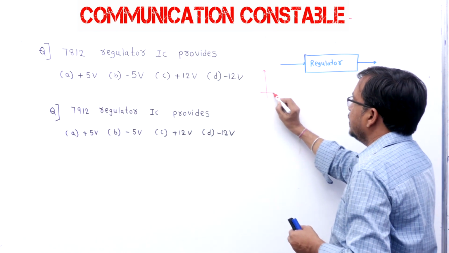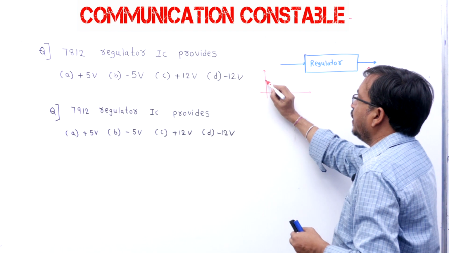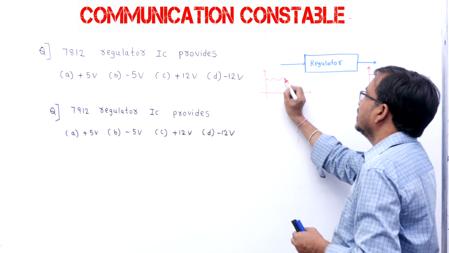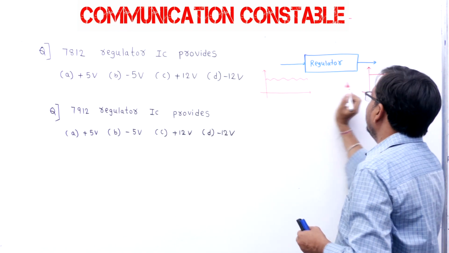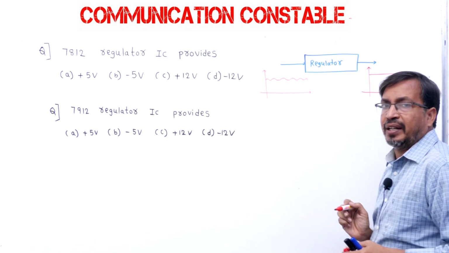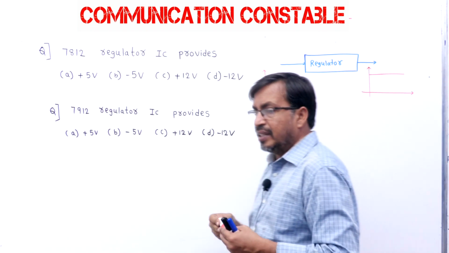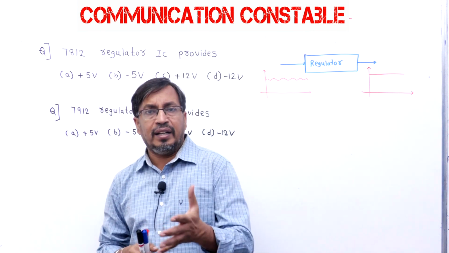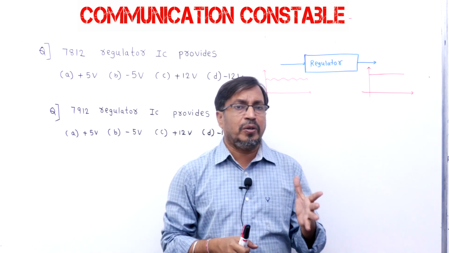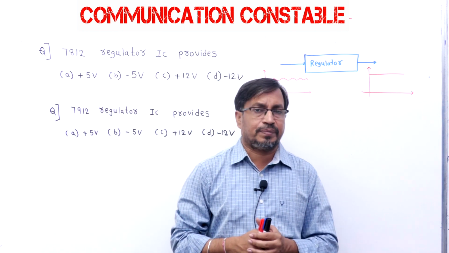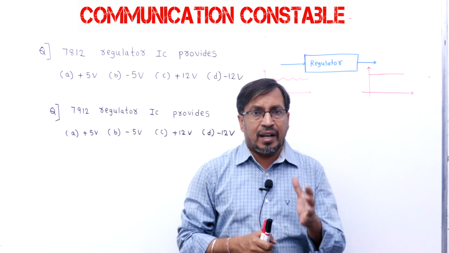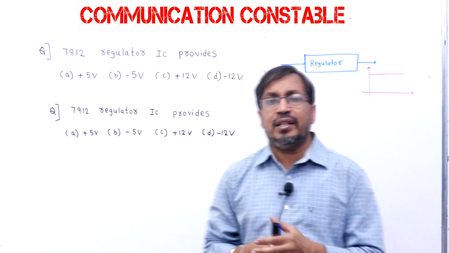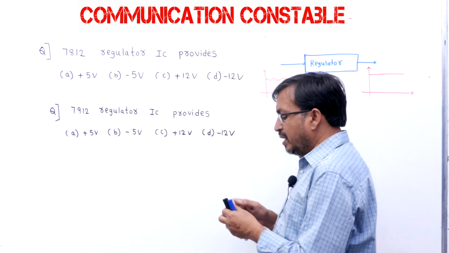So here I am considering simply this is an unripple like this, and this is converted into like this by the regulator. Already we discussed in our offline classes and online classes how a Zener diode acts as a regulator. Here they are asking the question about IC regulators.